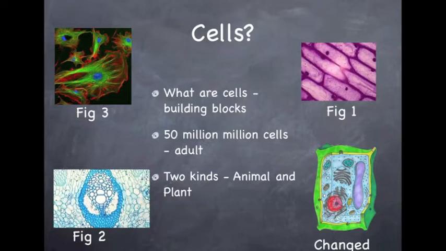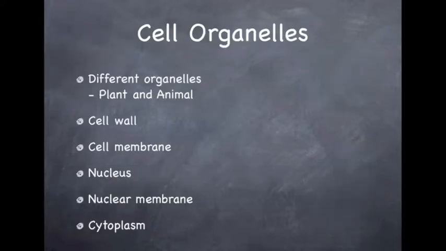There are two kinds of cells. There are animal cells that are present in every single animal, so that includes fishes, amphibians, reptiles, etc. And there are plant cells that are present in every single plant. These two types of cell differ in what kind of cell organelles they have, which I'll be talking about in the next slide.